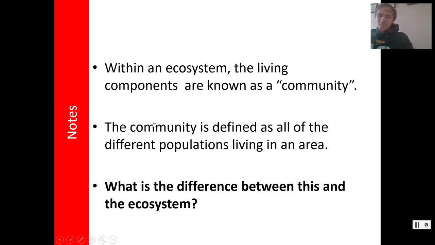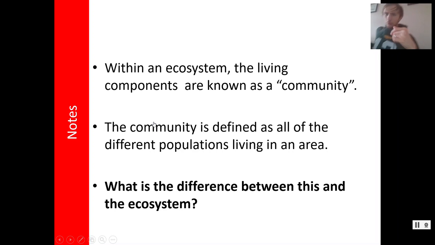Now, there is another key term here, community. It's one of the last key terms. So community is the living components within an ecosystem. It's defined as all the different populations living in an area, all the different species living in an area.